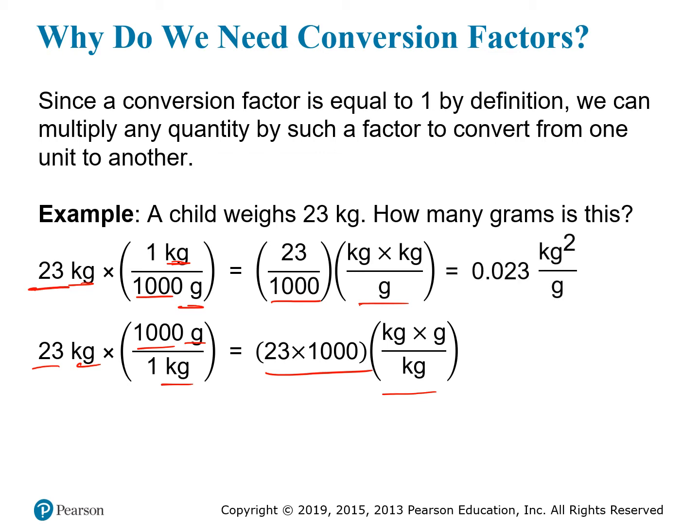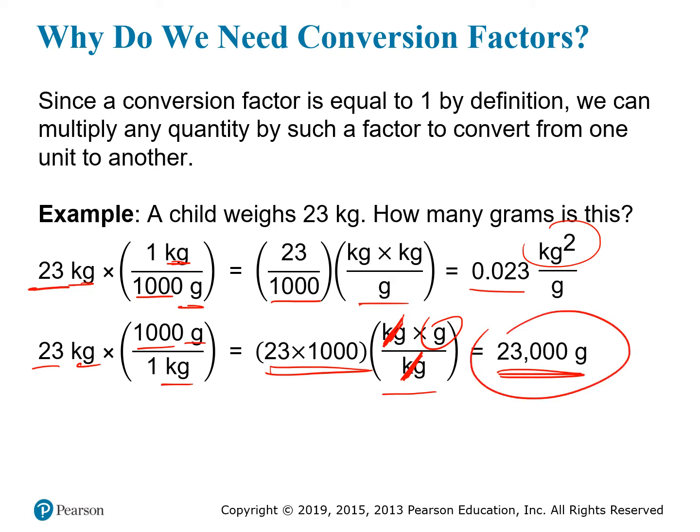For the first one, 23 divided by 1,000 gives you 0.023, okay, but then the unit becomes very strange. Kilograms times kilograms is kilograms squared, and then you're still dividing by grams in the denominator. So this is the unit that we would get. For the second one, we have 23 times 1,000, which equals 23,000, but then you can see that the kilograms cancels on the top and the bottom. That leaves us with just the grams unit left, and so our answer would be 23,000 grams. This obviously makes a lot more sense in terms of the unit that we're looking for.